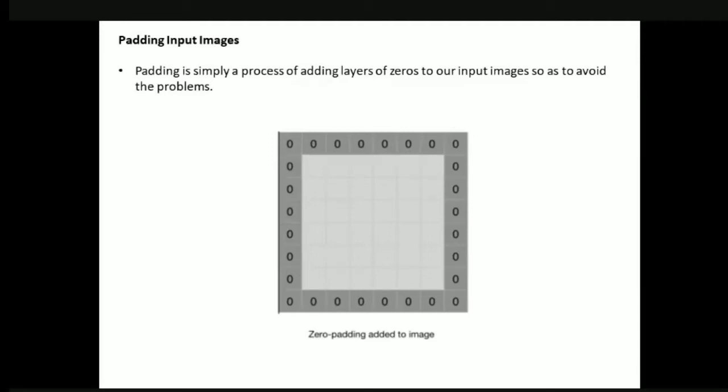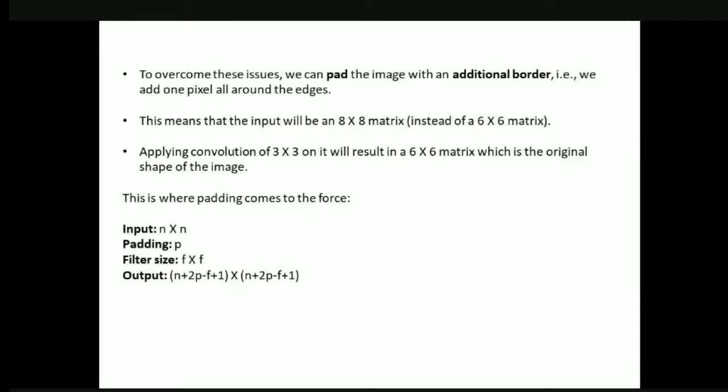So when we use the concept of padding, originally the input size is n by n. Now the padding is given by p, and the filter size is f by f. So what will be the output size now? It is (n plus 2p minus f plus 1) into (n plus 2p minus f plus 1). Now this will be our output size.